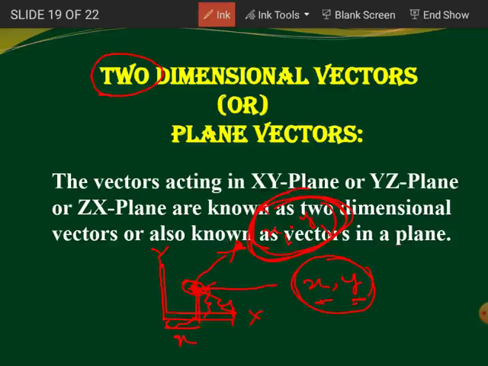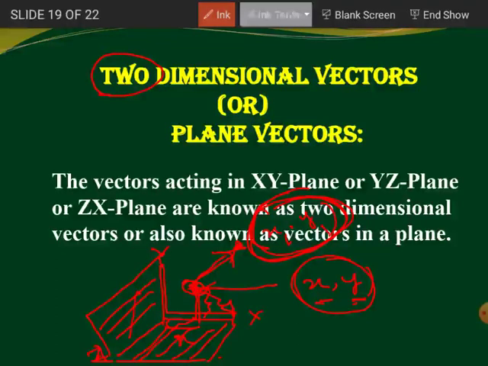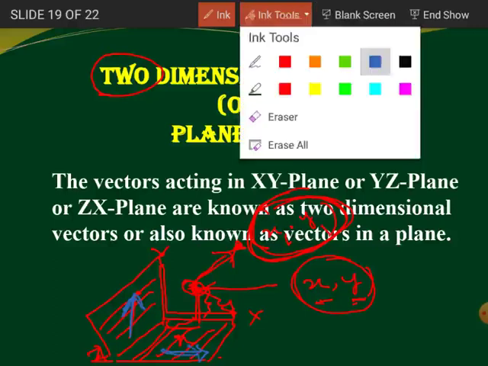Got it? So those vectors lying on the plane, either it may be the xy plane like this, or it may be the yz plane. Yz plane means this plane. Or it may be the xz plane also. Xz plane is this plane. So your vector may be lying here like this, or it may be lying here. Got it? So those lying on the plane, we call two-dimensional vectors, right?